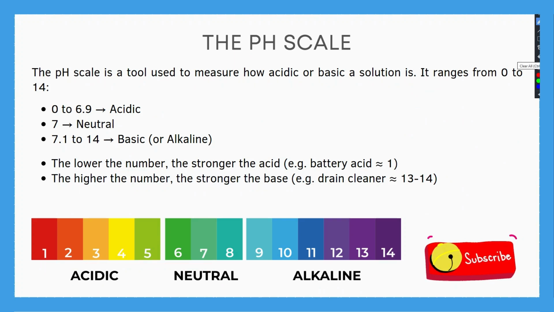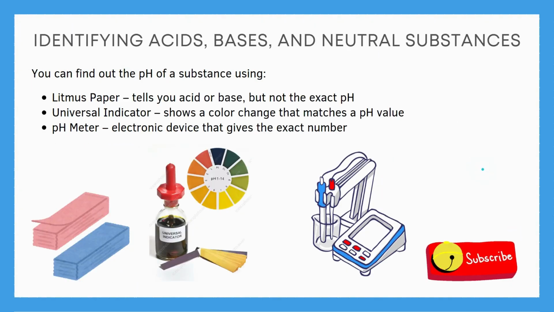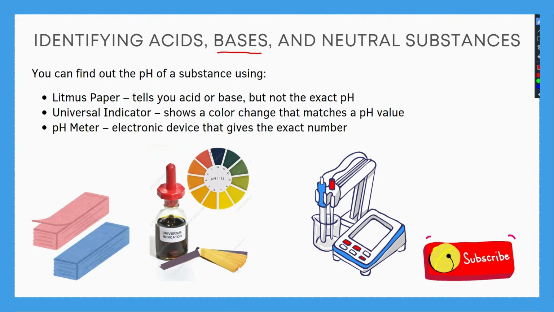So now that we've talked about the acidity of a substance as well as the basicity of a substance, let's move on to the next concept we'd like to deal with. Now, we want to talk about identifying acids, bases, and neutral substances. There are different ways you can identify if a substance is an acid, a base, or neutral. First of all, you can use something that we call the litmus paper. Now, this is one of the most common indicators that we have in chemistry, the litmus paper.